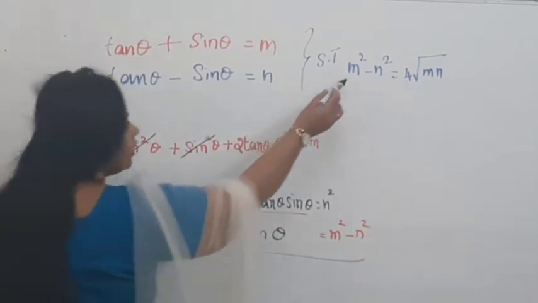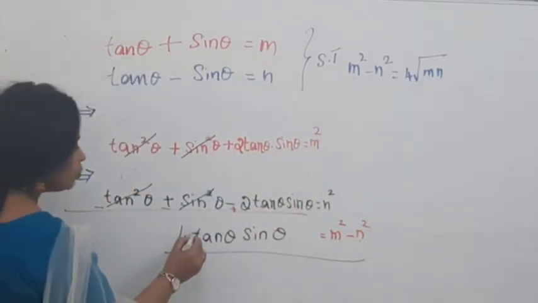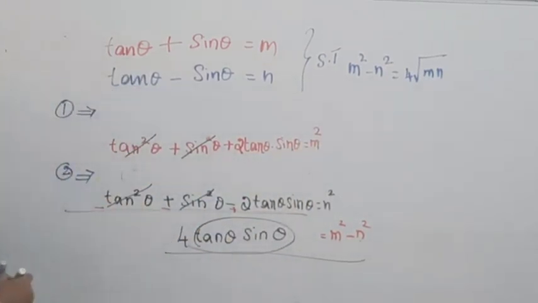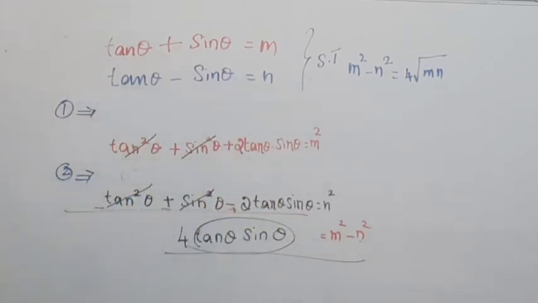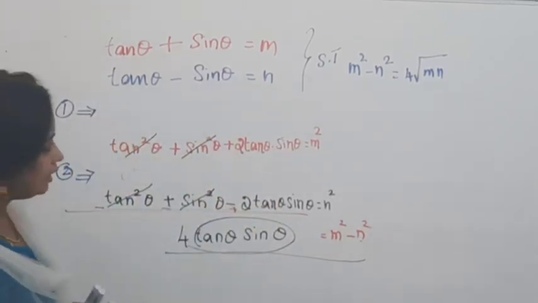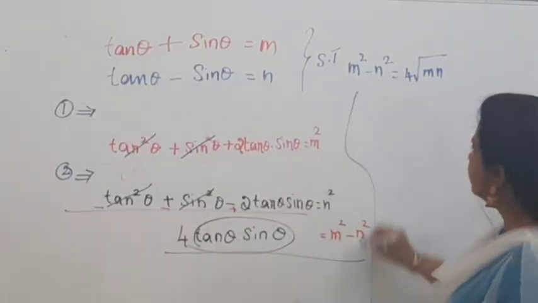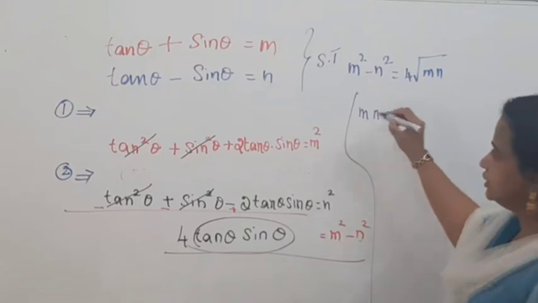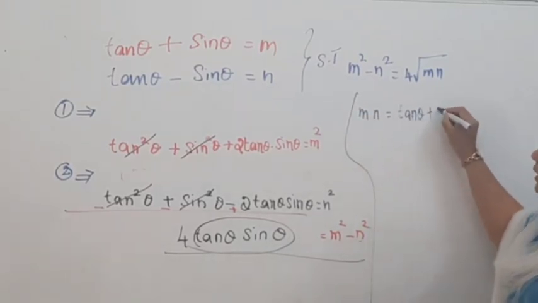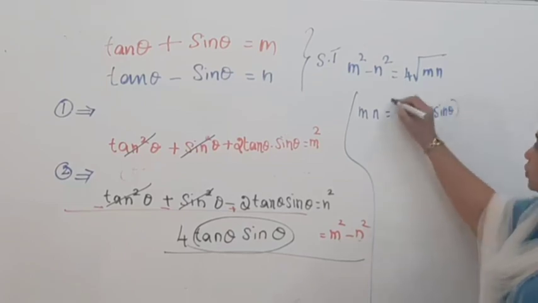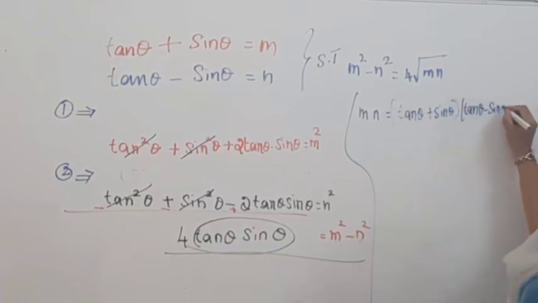See, I have my m square minus n square and I got my 4. Only this point I have to think about now. What do I have to find next? Next I have to find my mn. So I am going to find my mn. mn, that is m into n, is equal to, m is what? Tan theta plus sin theta into tan theta minus sin theta. That is my m into n.